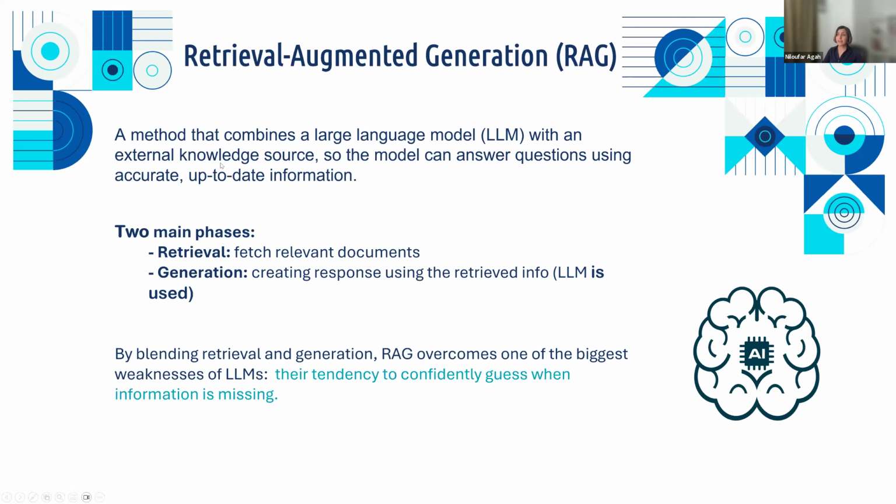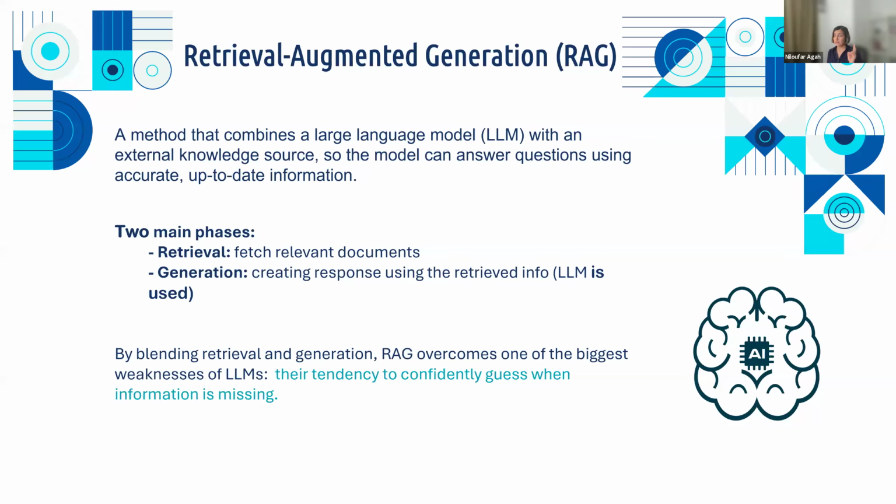So again, RAG is a method that combines a large language model with an external knowledge source, so the model can answer questions using accurate and up-to-date information, which is an important piece of using RAG. By using RAG, we can overcome one of the biggest weaknesses of LLMs, which is hallucination, their tendency to confidently guess when information is missing.